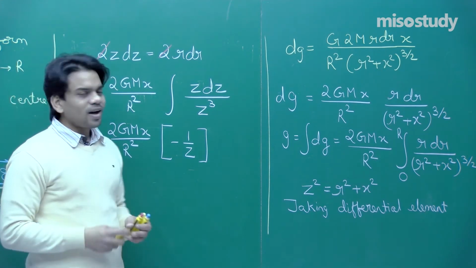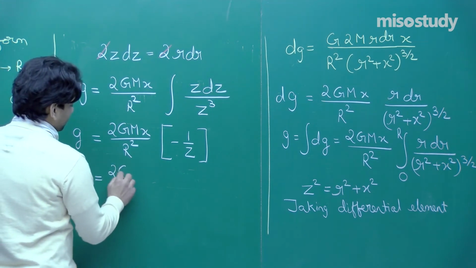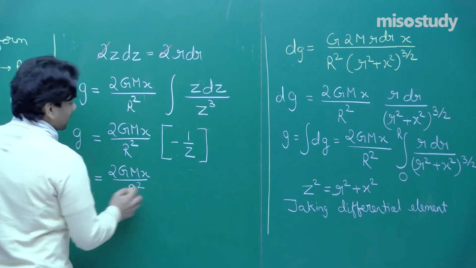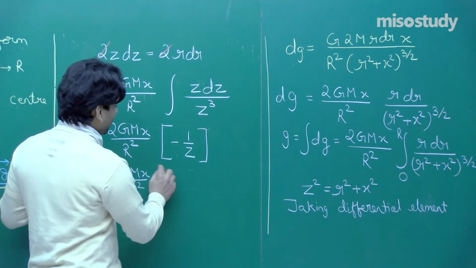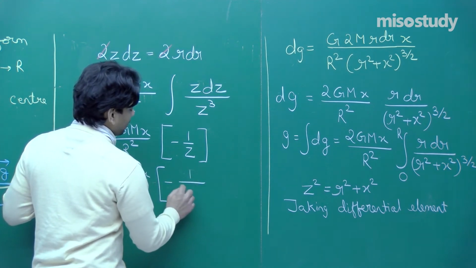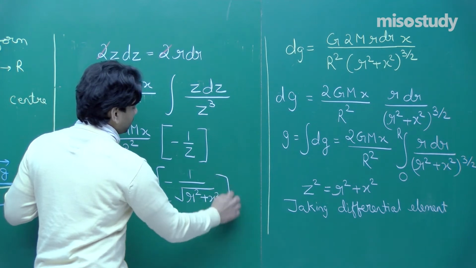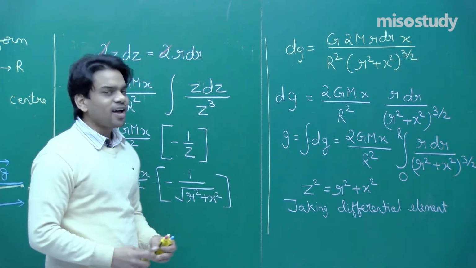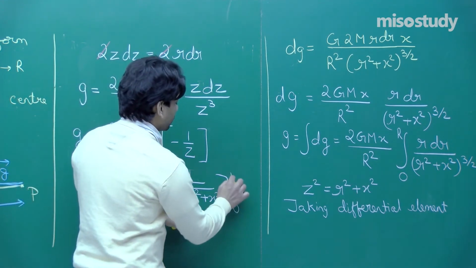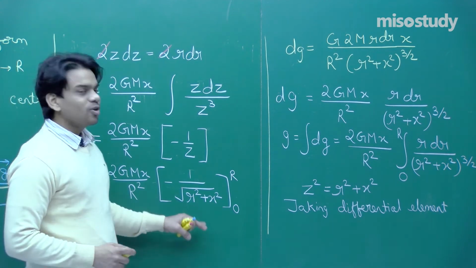Z is under root r square plus x square. Substitute z as that we have taken earlier. Z can be substituted as r square plus x square and it's under root, so finally this is minus under root r square plus x square, and vary the value of small r from 0 to capital R. This is what we have to do. So if we keep the limits, we will be obtaining the answer.